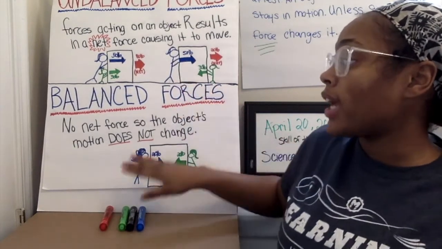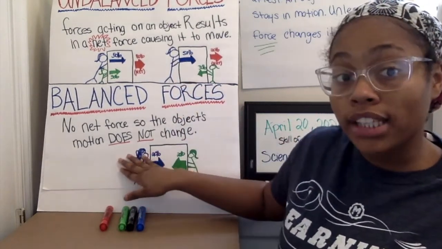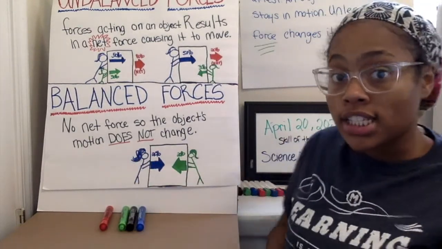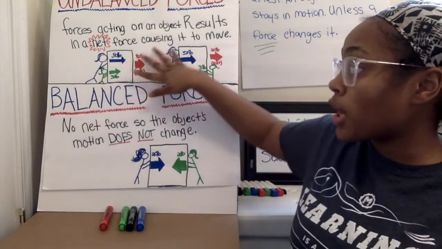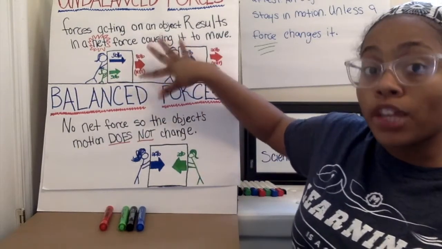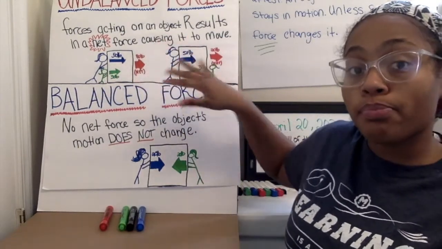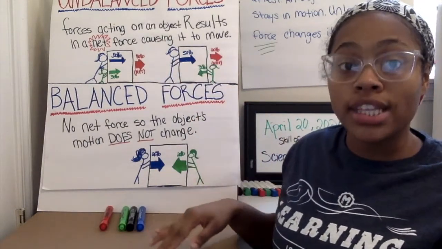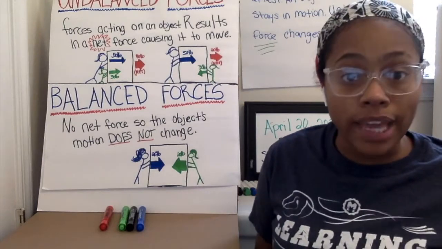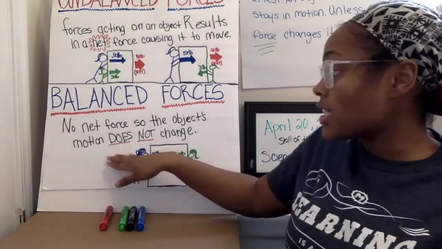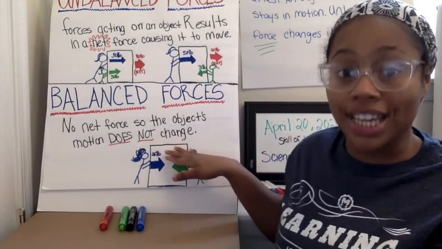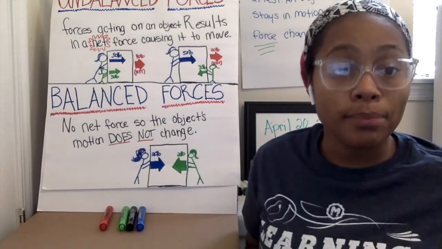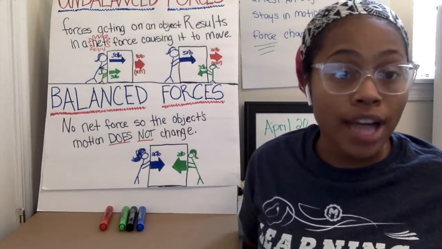Now, we have balanced forces. Balanced forces, there is no net force. Just as up here, we said net force is the combined force that two people are using to push an object. Down here, when there's no net force, that means it is balanced. If it is balanced, that means the object does not move or change. So if it is balanced, that means objects are not moving.